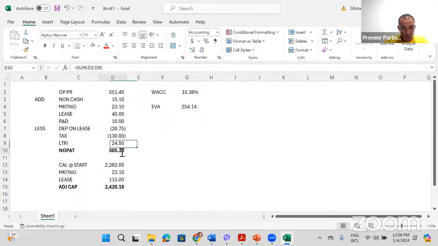NOPAT wrong. No. This one. Because it's how much meticulous? It's not a technical concept. Which one? EVA, positive. 456 minus 2420 into 10.38%.